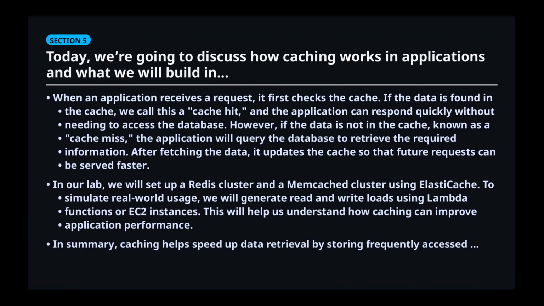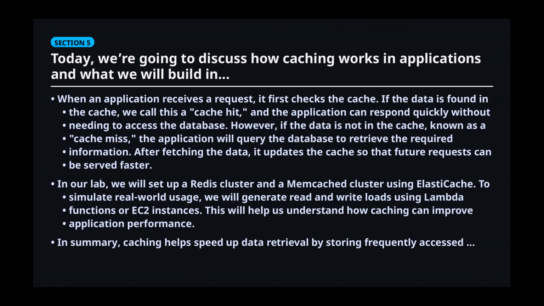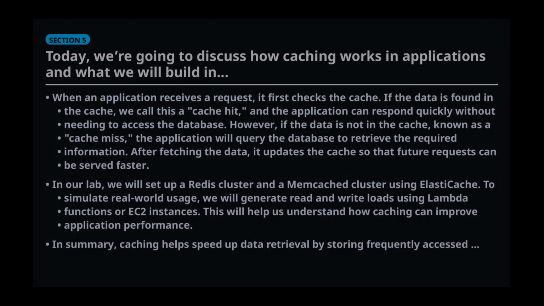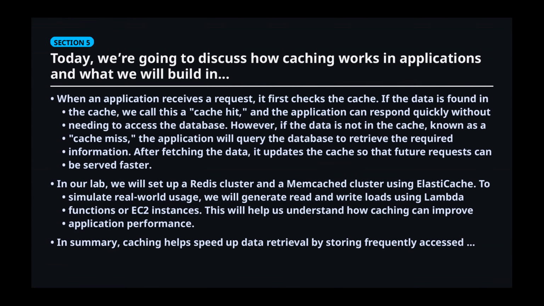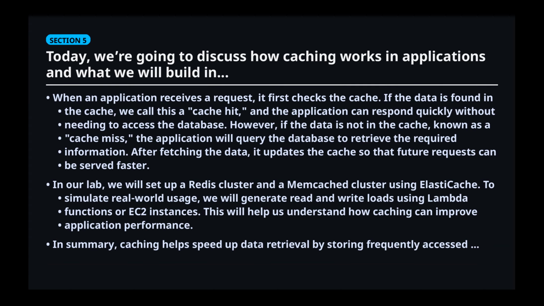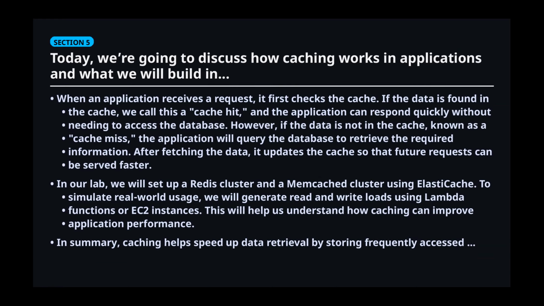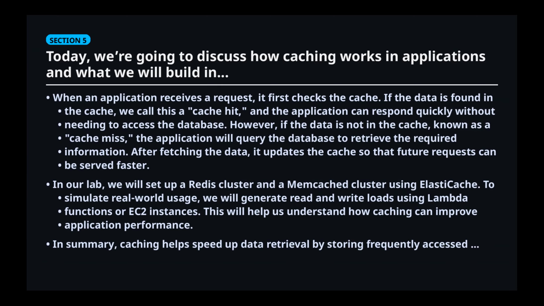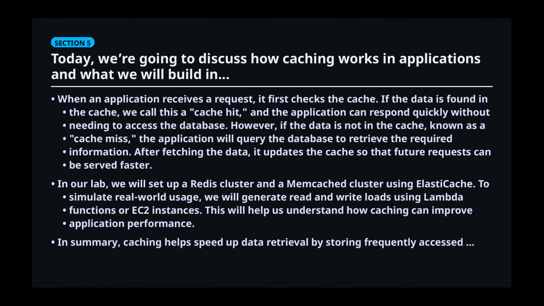In our lab, we will set up a Redis cluster and a Memcached cluster using ElastiCache. To simulate real-world usage, we will generate read and write loads using Lambda functions or EC2 instances. This will help us understand how caching can improve application performance. In summary, caching helps speed up data retrieval by storing frequently accessed information, and in our lab, we will explore this by setting up clusters and simulating loads.